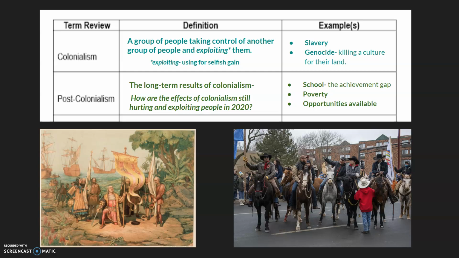So here's an example and some things that we've talked about. We've talked about school. There's this achievement gap where Native American students aren't achieving at the same rate or success as white students. And so we talk about why is that? We know that Native American students are just as smart as white kids, right? It has nothing to do with intelligence. It has everything to do with opportunities. Okay, so that's an effect of post-colonialism. Also poverty. So we see families stuck in these cycles of poverty that they can't get out of. That's a result of post-colonialism, stuck in a situation, as well as opportunities for the future available.